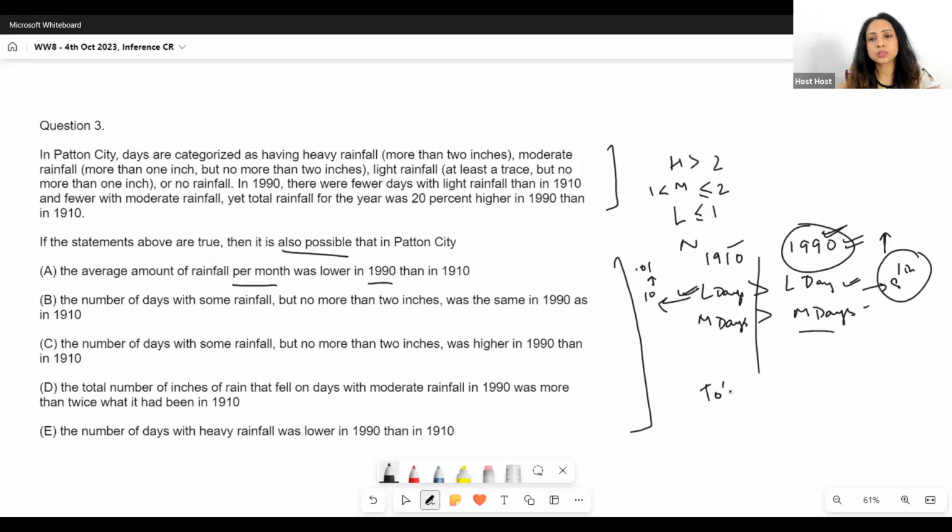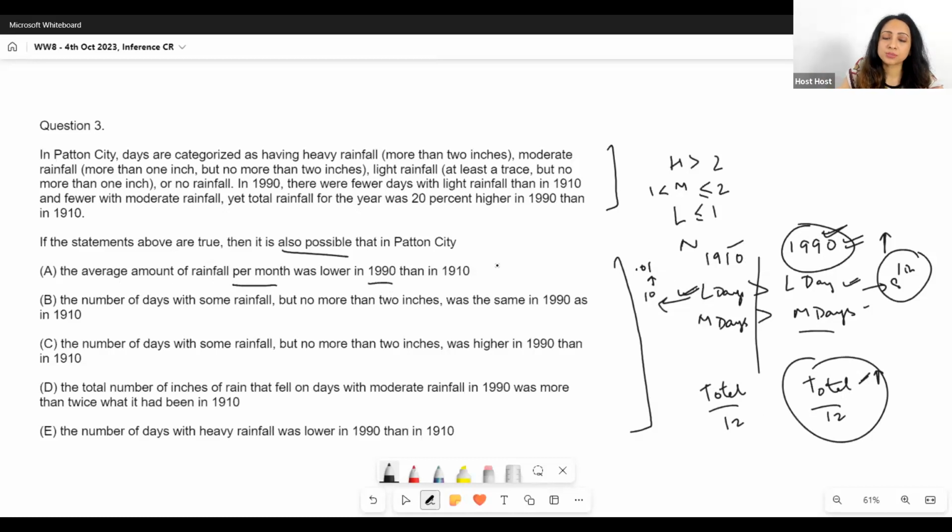So here, the total I will divide by 12. Here also, the total I'll divide by 12 to get the average. If this total is higher, then this average has to be higher. So this is not possible. Based on the data given to me, this is not possible, right? I can conclude that this is not possible.